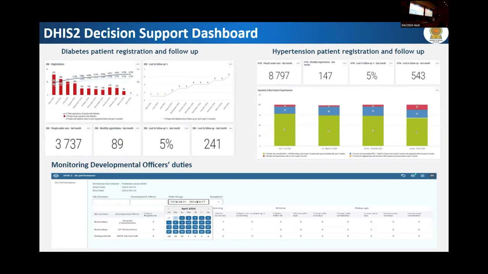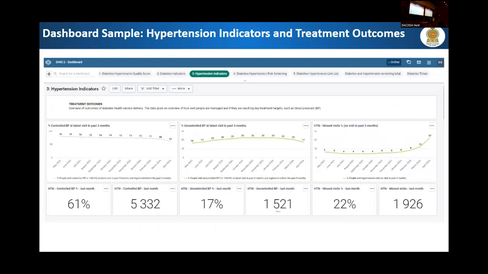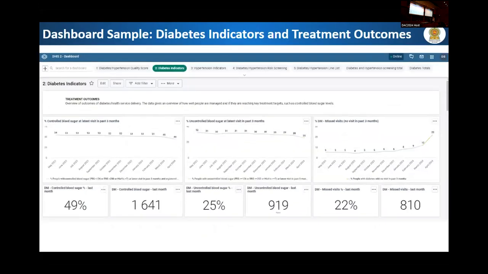The staff from the divisional secretariat are supposed to go to the field and screen people, follow up, et cetera. So some data is regarding that. And the other ones are mainly about the specific diseases. So diabetes-related indicators and hypertension-related indicators that are required by the Ministry of Health to assess the impact of the program. So these have been done locally, though we have not gone live so far.